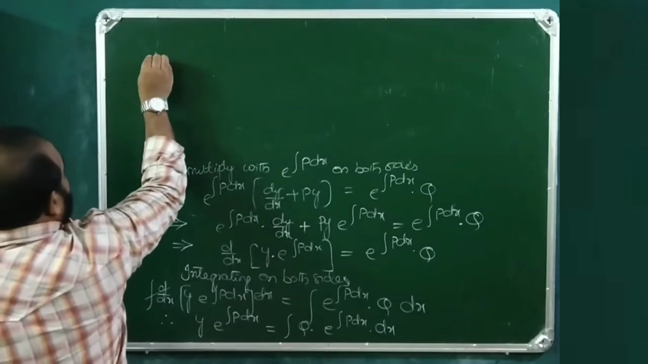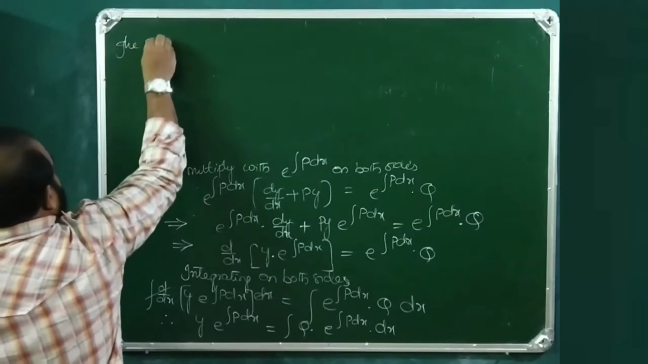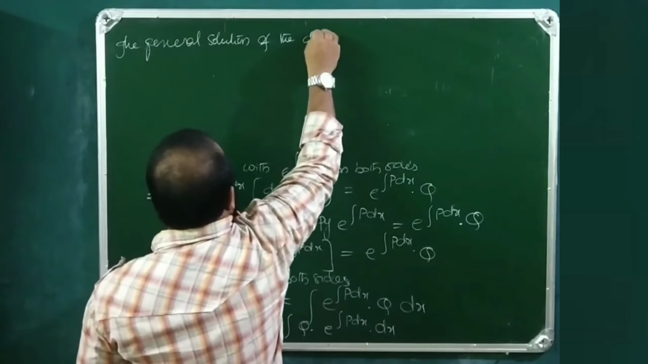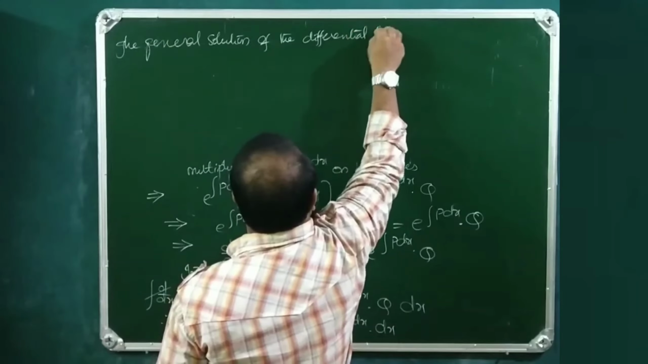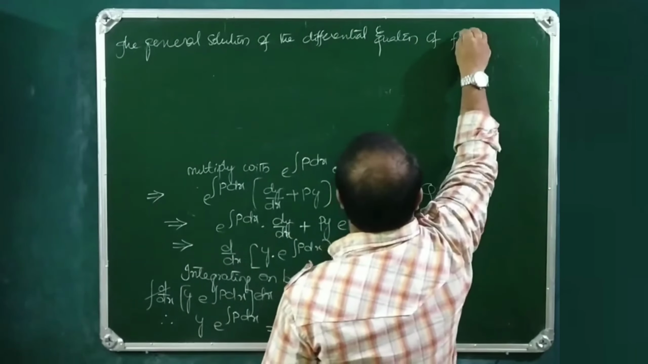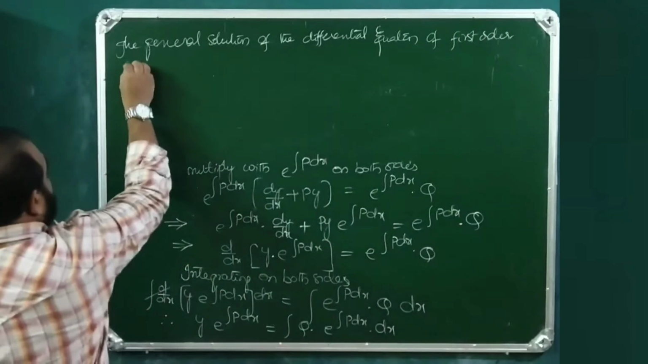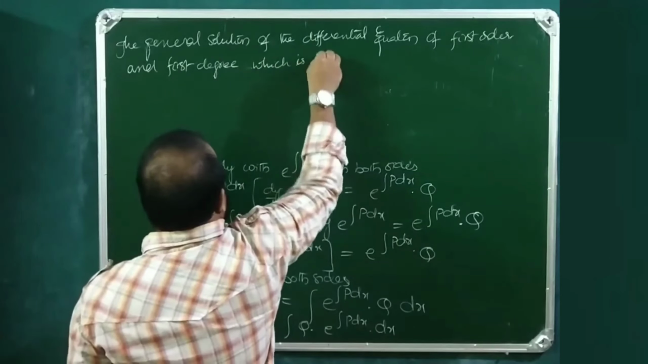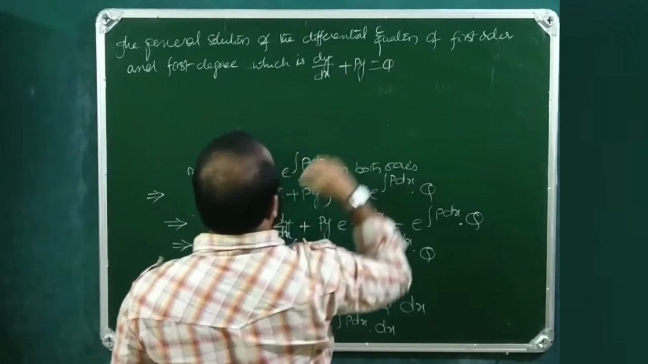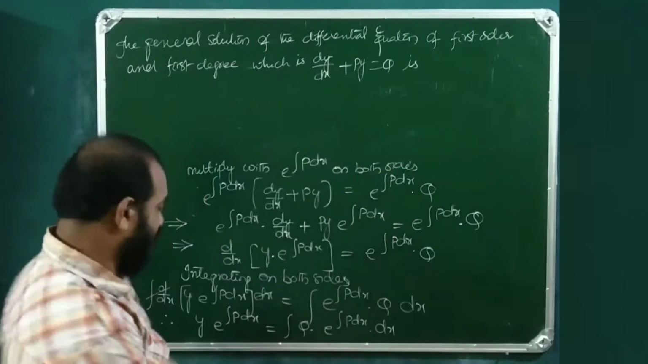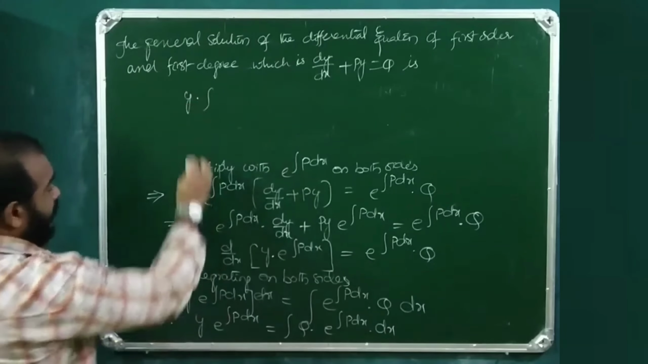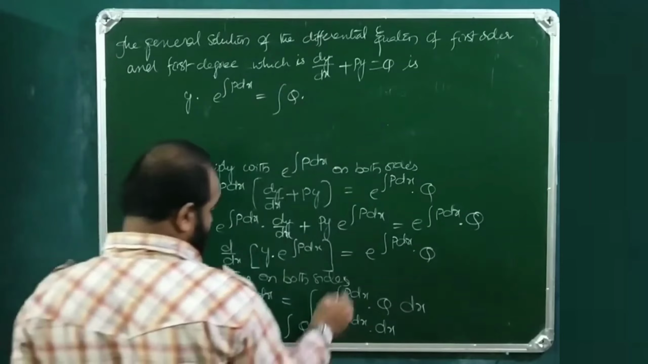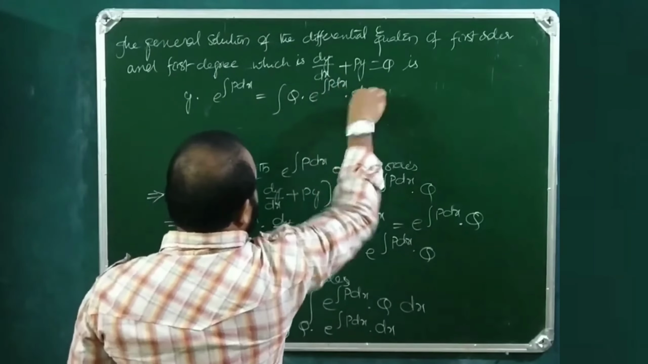Therefore, the general solution of the differential equation of first order and first degree, which is dy by dx plus py equals q, is: how much do we get? y into e power integral p dx is equal to integral q into e power integral p dx into dx. So this is what we get.